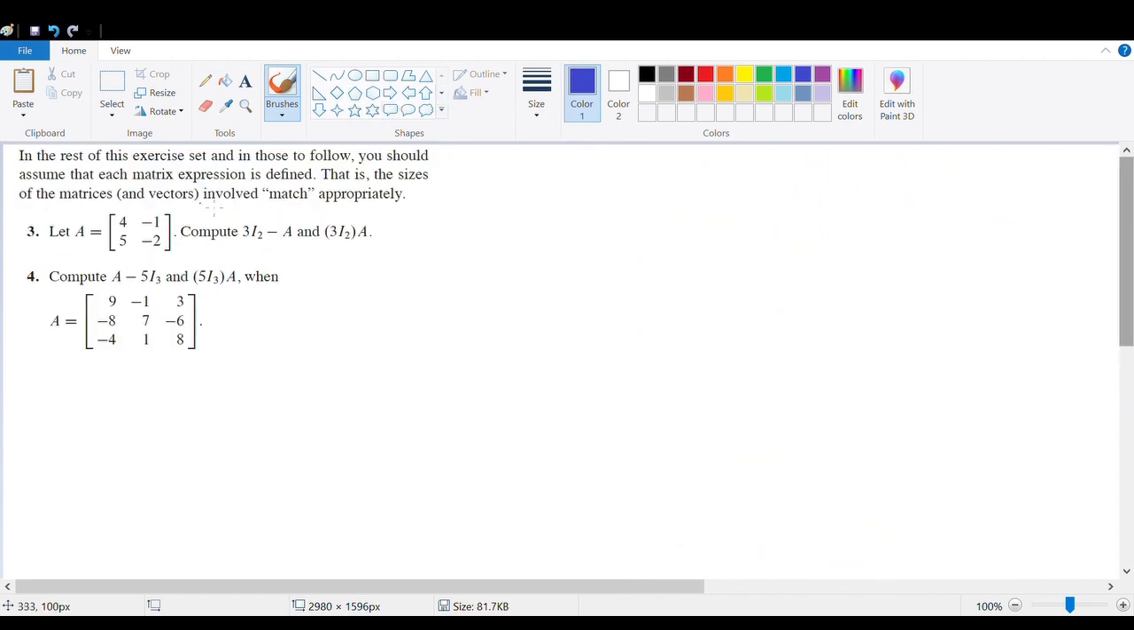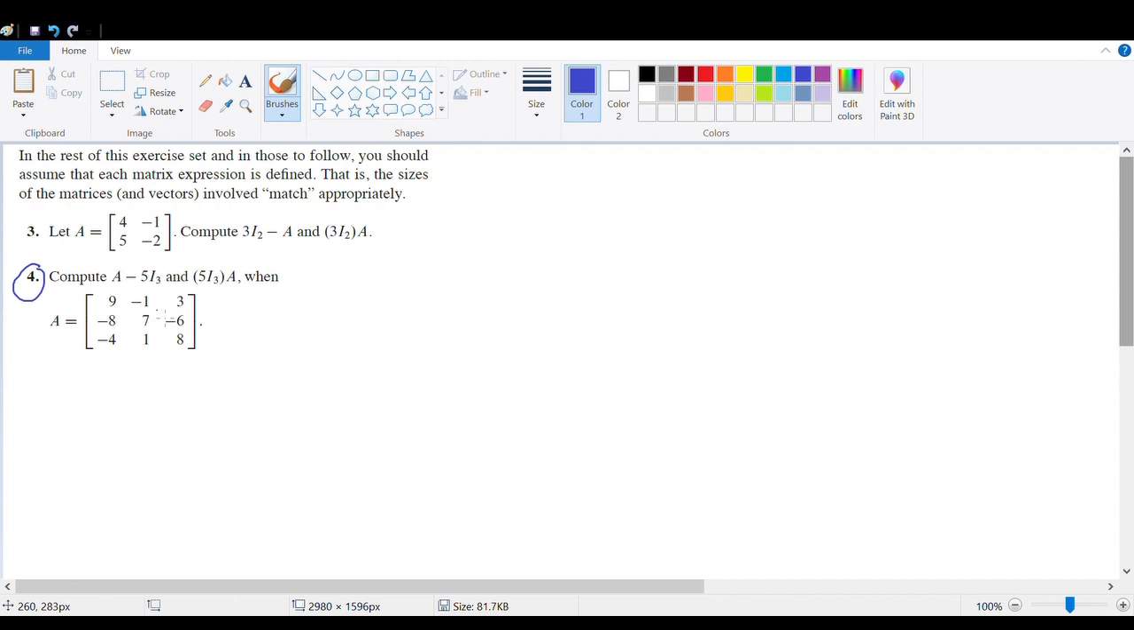In the rest of this exercise set and in those to follow, you should assume that each matrix expression is defined, that is, the sizes of the matrices and vectors involved match appropriately. So we need to compute, we will do exercise 4. Compute A minus 5I3 and 5I3A, where A is given by this one.